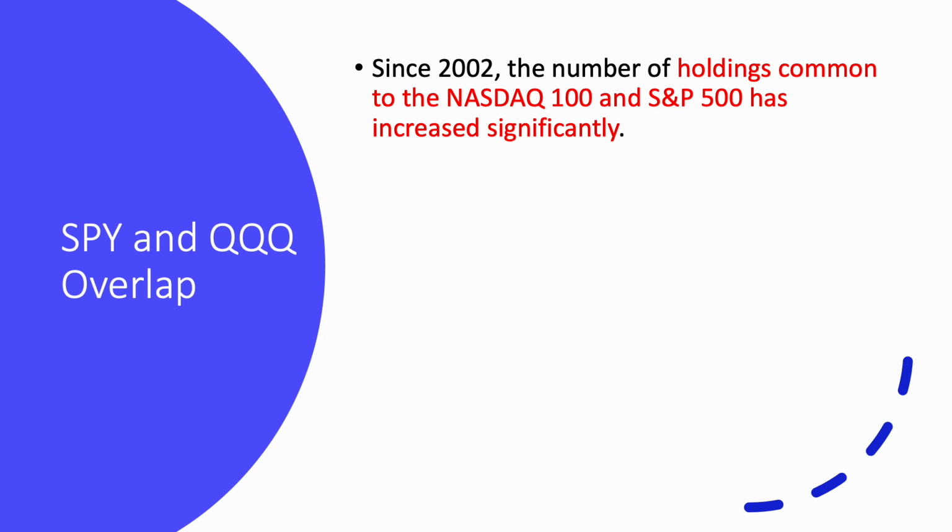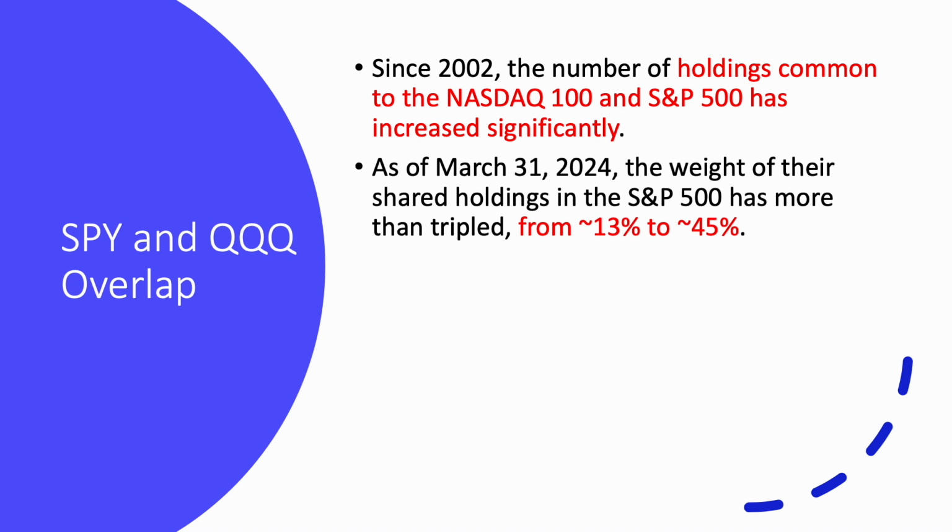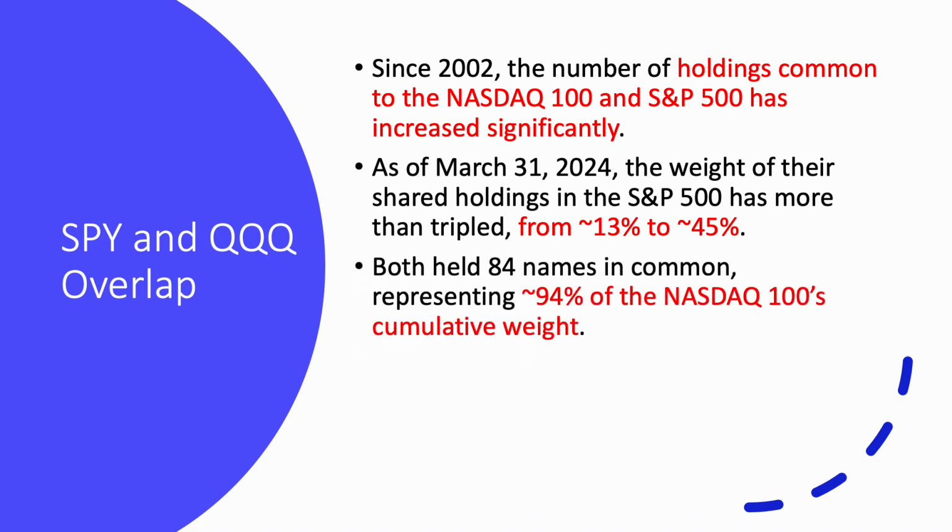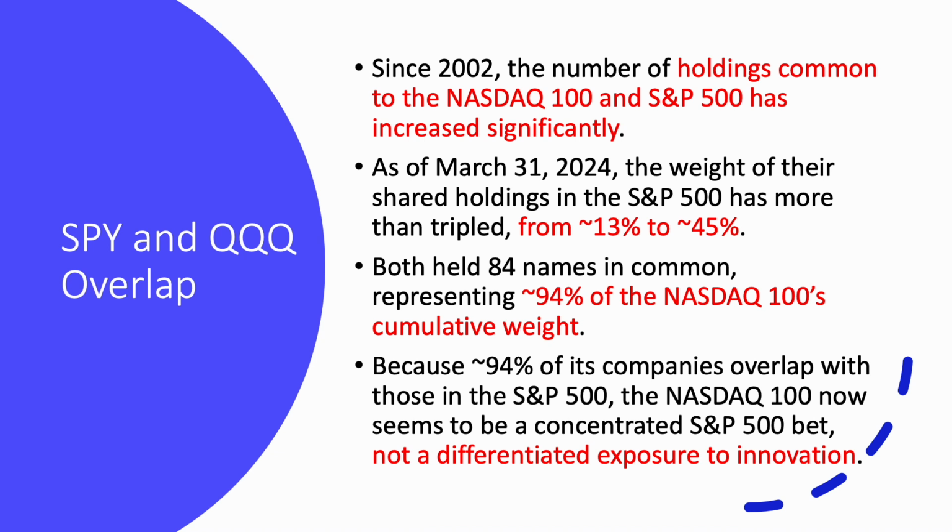So the weight of shared holdings in the S&P 500 and NASDAQ has more than tripled over that time, from 13% to 45%. So both hold 84 names in common. Those 84 names represent 94% of the NASDAQ 100 cumulative weight. Wow, that's interesting. So essentially, the NASDAQ 100 is now a concentrated S&P bet. It's not a differentiated exposure to innovation.